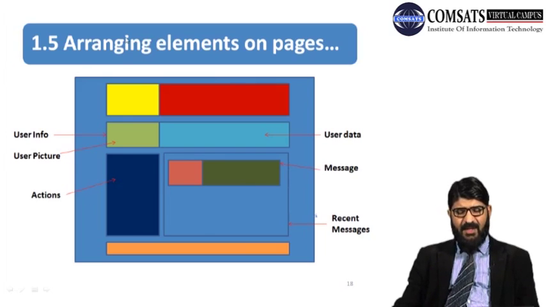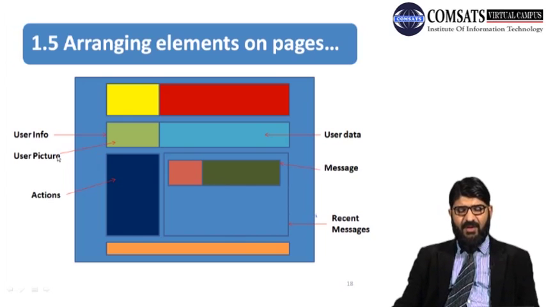For example, the green color shows the user information area, where user information and picture will appear, and on the right side, the aqua blue color shows user data. In the center down area the dark red shows all the actions of the user that will appear, for example, receive message, send message, and compose message. And in the right frame the recent message detail will appear.